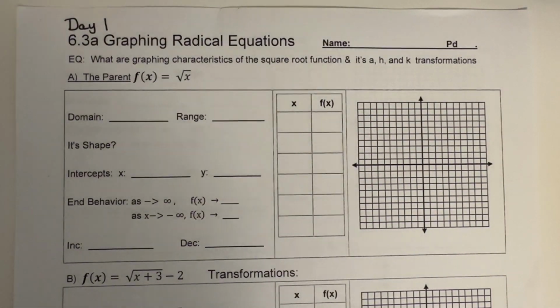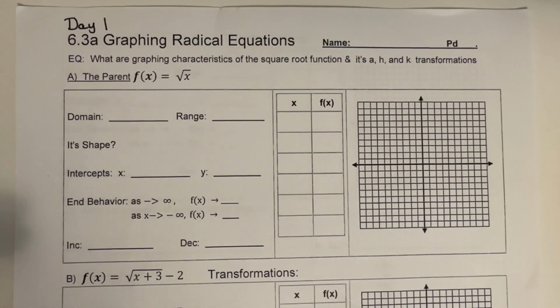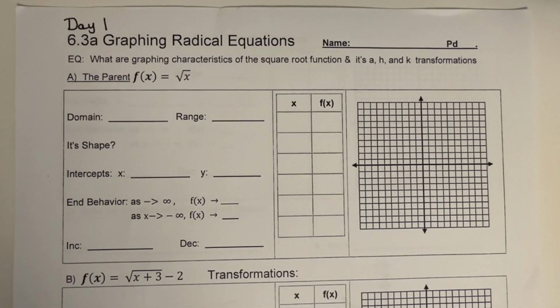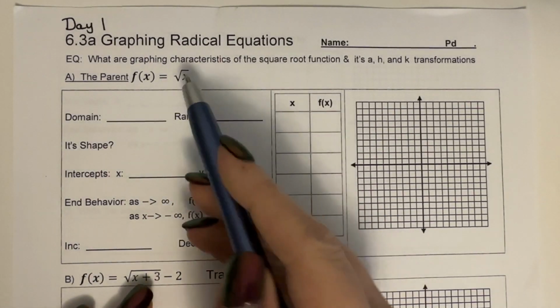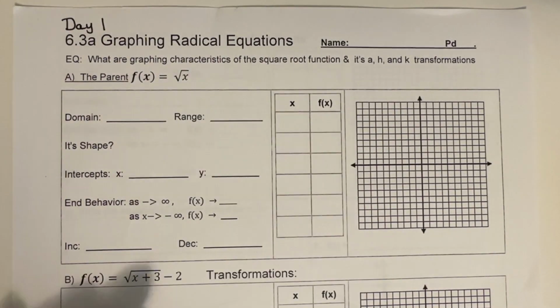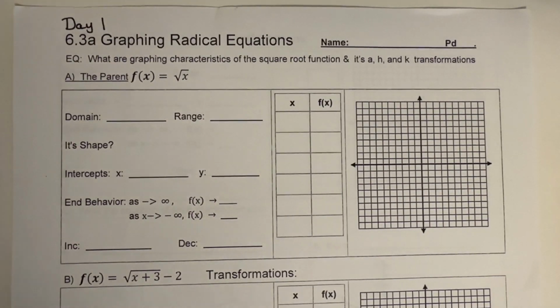Hello everyone. Today we're looking at 6.3a, which is graphing radical equations. So make sure you have the piece of paper that says day one. What we're going to be doing today is graphing what's called square root functions, and we're also going to be looking at cube root functions. We're going to be doing both of those today. Okay, so let's go ahead and get started.